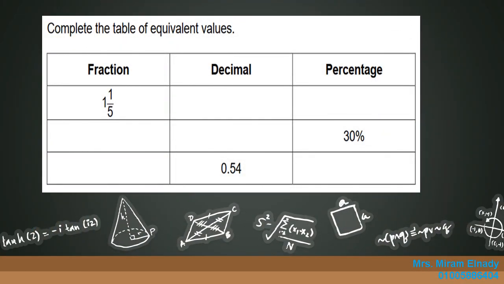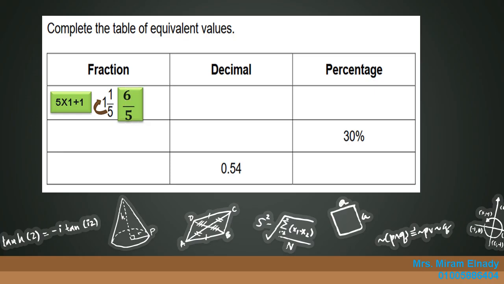Complete the table to equivalent values. We have the fraction 1 and 1 over 5. We need to write the decimal and we need to write the percentage. So this fraction here, is it mixed or improper? This is a mixed number. We need to change it to an improper fraction. How can we do this? Multiply and then add. Multiply 5 times 1, which is 5. Then add plus 1, which will give us 6 over 5.